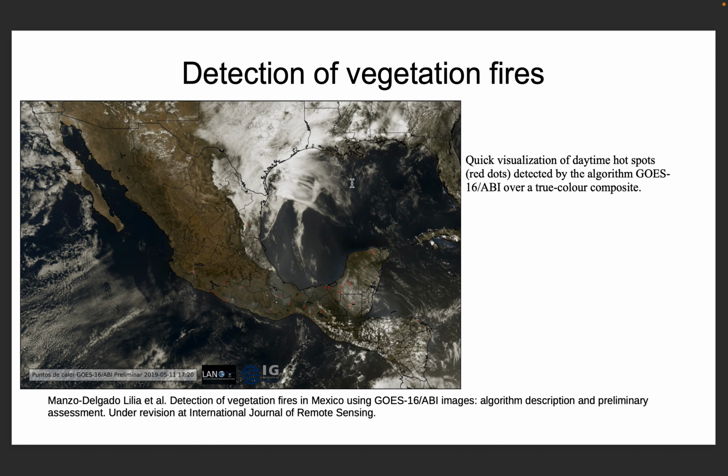This is the hotspots localized in the map, using our algorithm, and at night.